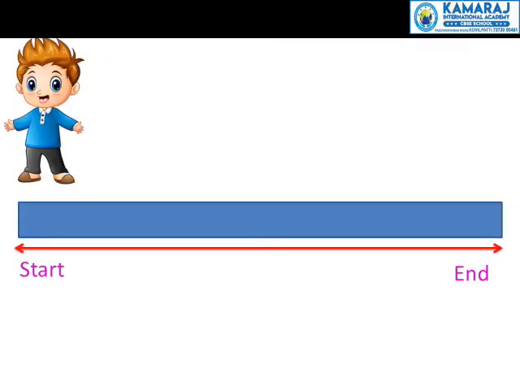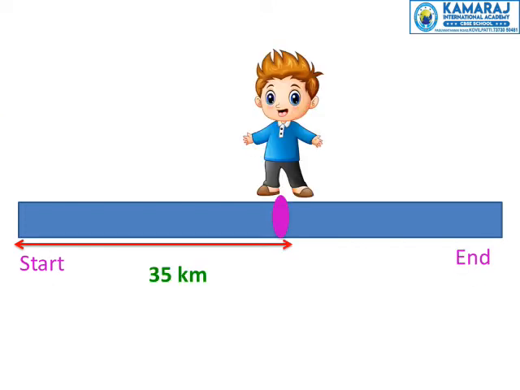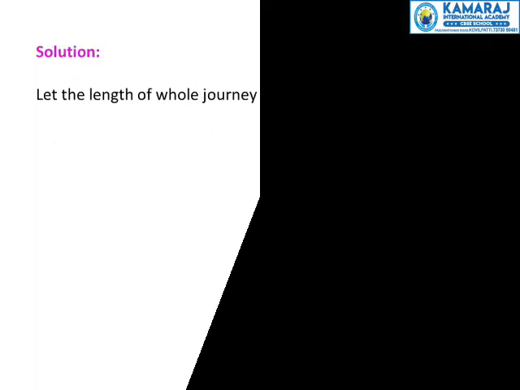See the picture. Here this is the starting point, this is the ending point. Rahul wants to cover this distance, and he covered a distance of 35 km. Remaining, he needs to cover 3 by 8 of the whole. The whole part we don't know. Let us take the whole part as 1 kilometer. Whole part is 1 kilometer. Solution.